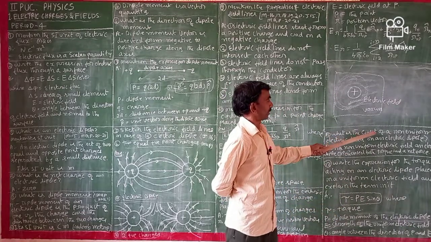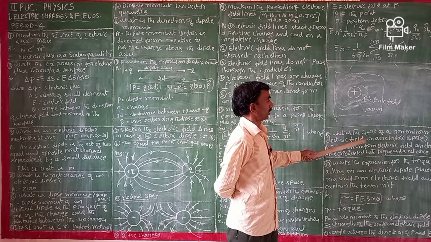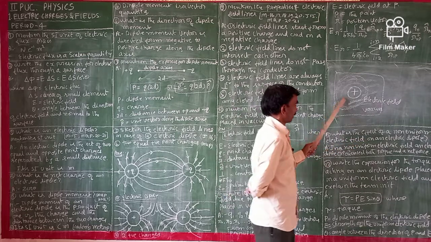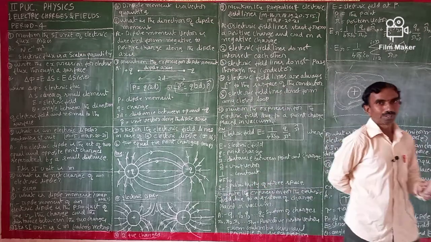And what is the effect of a non-uniform electric field on an electric dipole? Here it is for a non-uniform electric field.